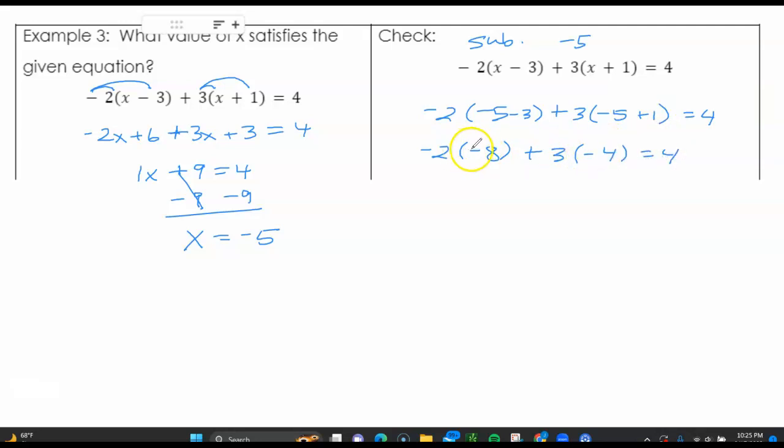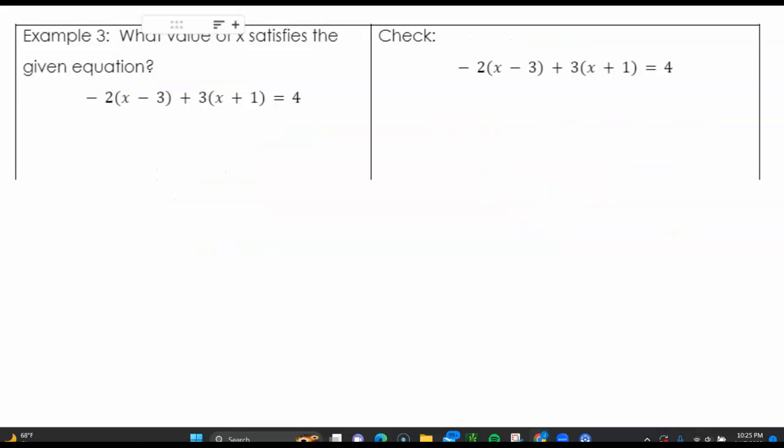We're going to keep simplifying the left side here. So multiplication is next: negative 2 times negative 8 is positive 16. 3 times negative 4, positive 3 times negative 4 makes negative 12, equals 4. 16 minus 12 is 4. 4 equals 4. So we got it right. All right, let's see what we have next.